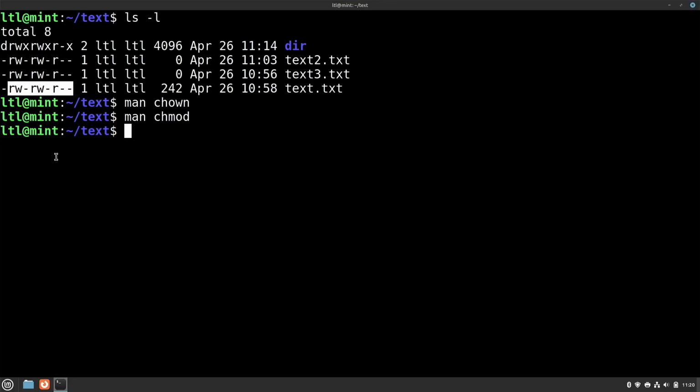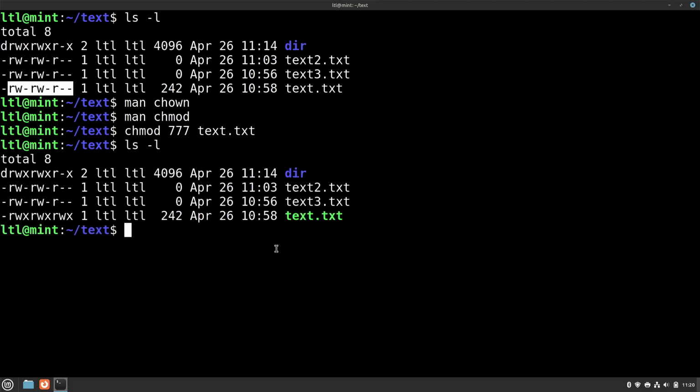So 6, 6, 4. So if we wanted to change this to a different value, like let's say we wanted everybody in the world, everybody in the known universe to be able to read, write, and execute that file, we can just do a chmod 777 on text.txt. Okay, so now when we do an ls -l, it changes it green because everybody in the universe can read, write, and execute it.